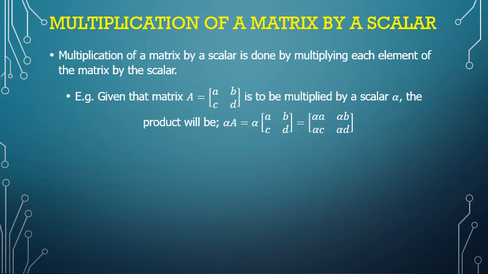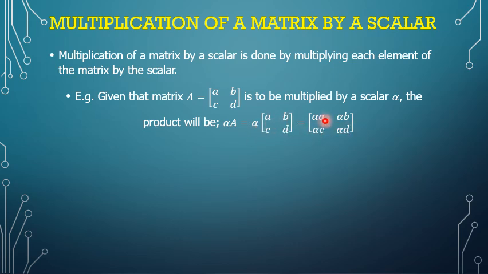Given that matrix A is a, b, c, d, is to be multiplied by a scalar alpha. The product will be alpha A, that is alpha multiplied by matrix A. Now matrix A is a, b, c, d. As we have said in the definition here, you multiply each entry with the scalar. That will be alpha times a, you get alpha a.